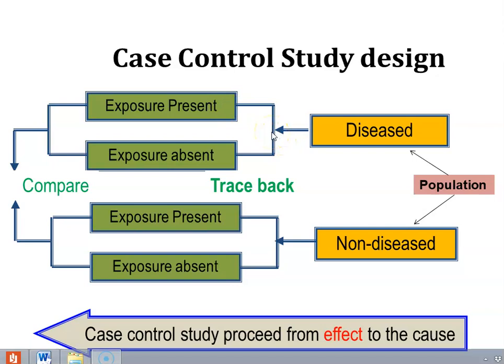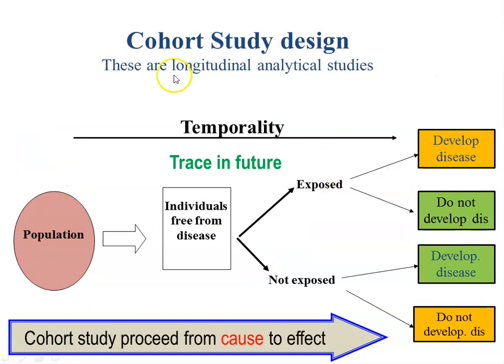So it's hard to establish if there is true temporality in case control studies. Which comes first? We cannot confirm. We cannot say that the exposure preceded the outcome or whether the outcome preceded the exposure. This advantage is only available in cohort studies. That's why we say that cohort studies are more authentic than the case control studies.